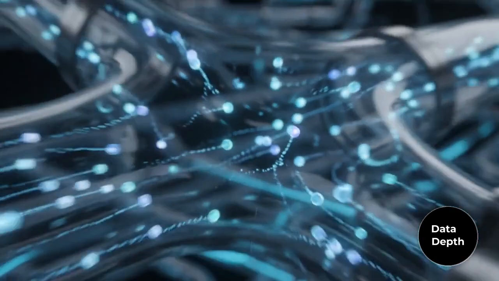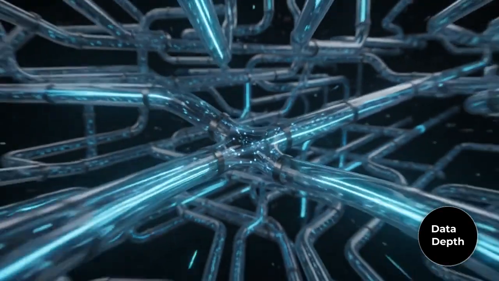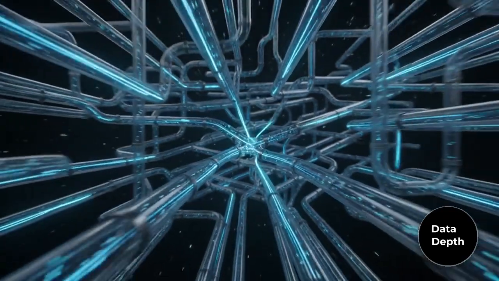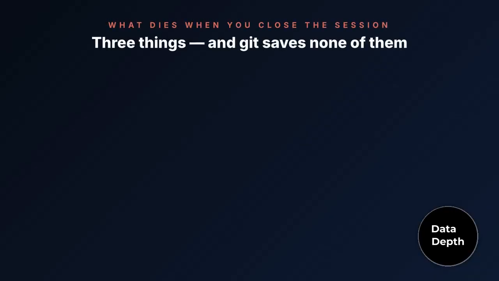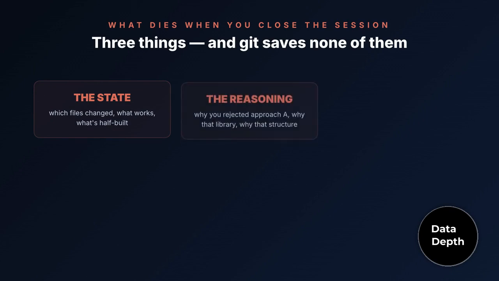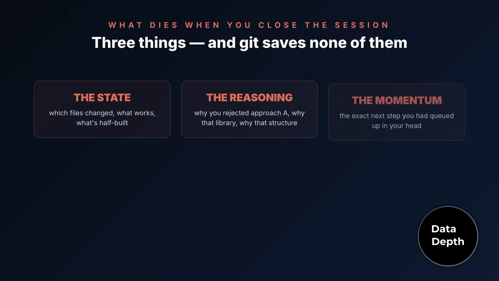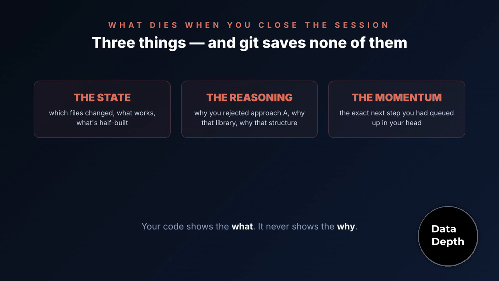And the trick is that Claude writes the note itself, because it's the one who remembers the details right now. Think about what actually dies when you close a session. 3 things. The state, which files changed, what's working, what's half-built. The reasoning, why you rejected the first approach, why that library, why that structure. And the momentum, the exact next step you had queued up in your head. Your Git history preserves almost none of that. Your code shows the what, never the why. The handoff is the only artifact that captures all 3, and it takes about 20 seconds to produce.